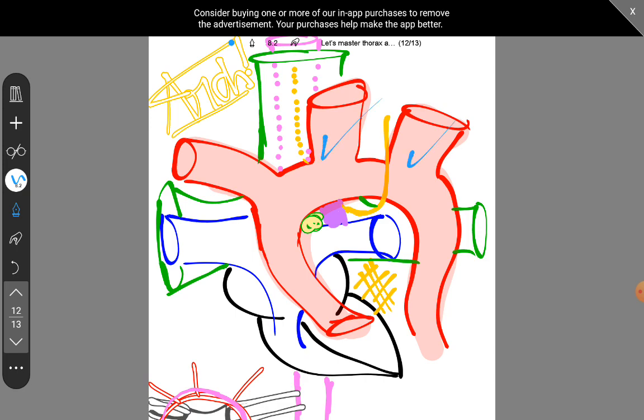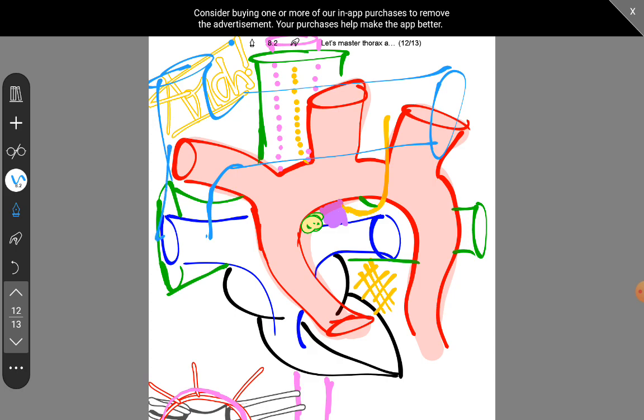Left subclavian, left common carotid, and brachiocephalic trunk, which then gives me the right subclavian and right common carotid. But that's not the point. Forget about that. And there is a huge vein going on that side. I didn't really want to draw it, and it goes with that vein, and they both together go to make the superior vena cava, to pour into the right atrium.